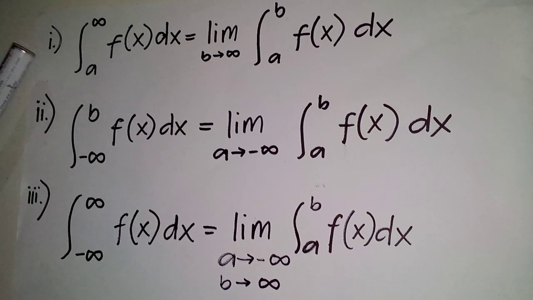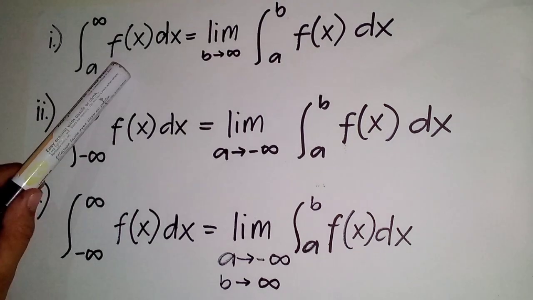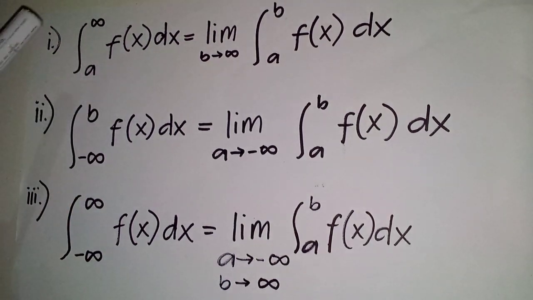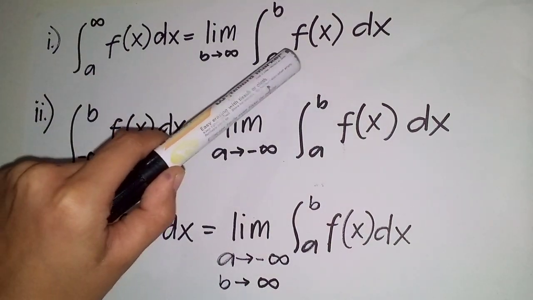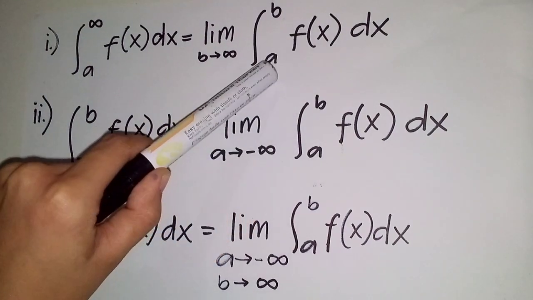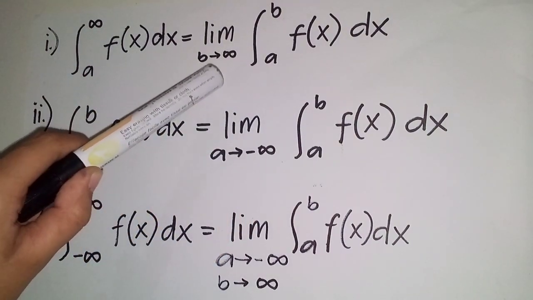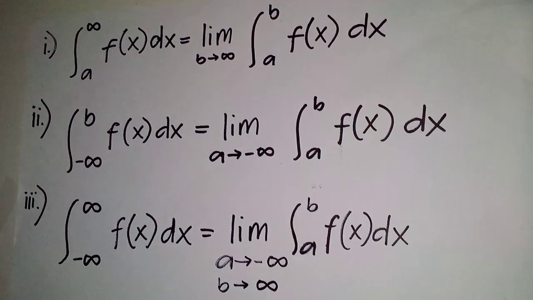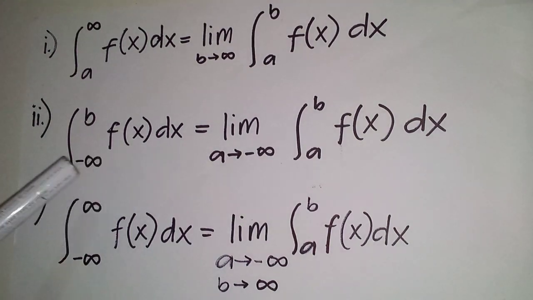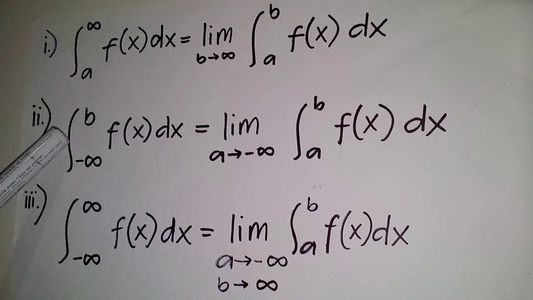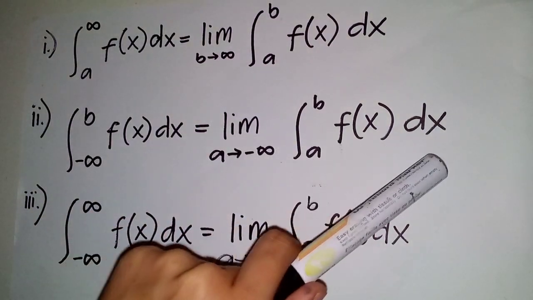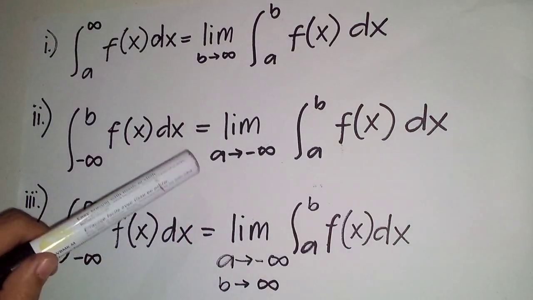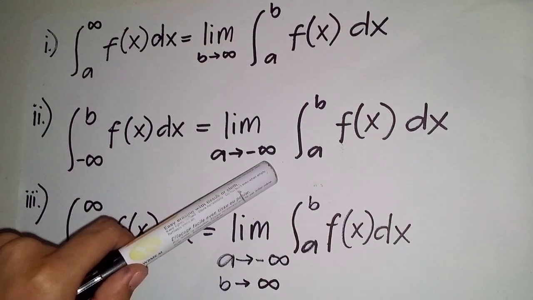So, first we have the integral of f of x dx from a to positive infinity is equal to the limit of the integral of f of x dx from a to b as b approaches positive infinity. For our second formula, we have the integral of f of x dx from negative infinity to b is equal to the limit of the integral of f of x dx from a to b as a approaches negative infinity.